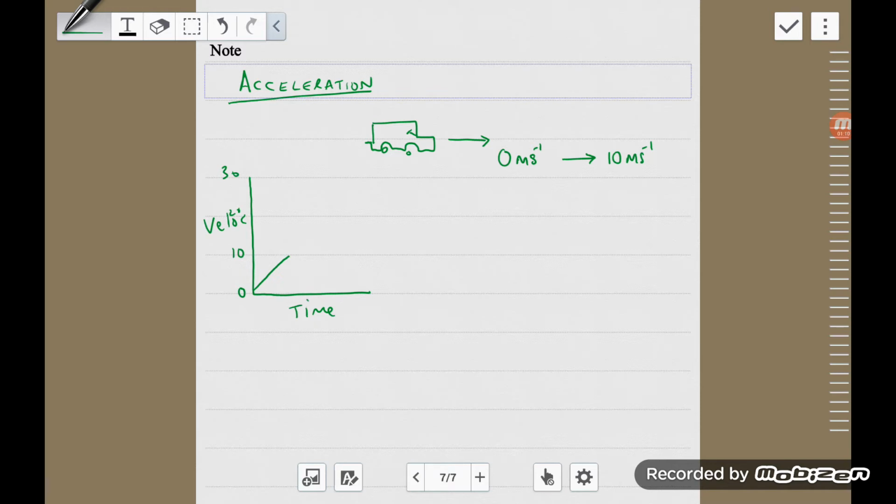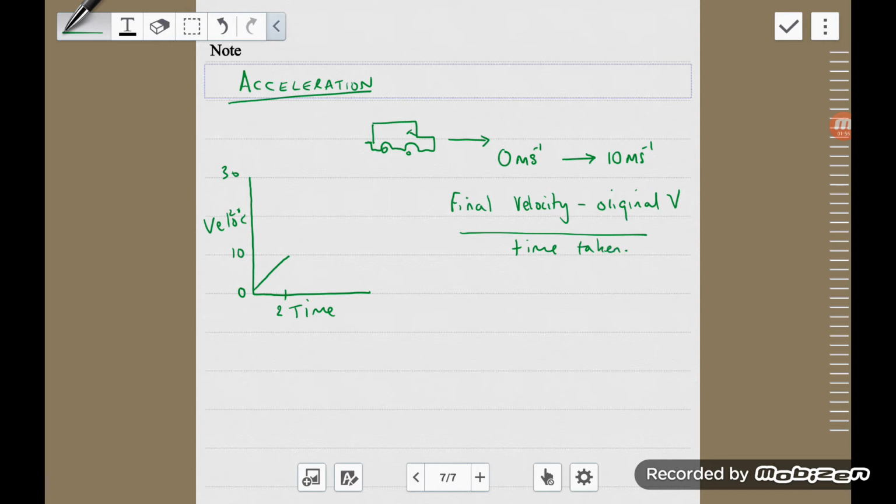Now the question is, how long did that take? And this is what acceleration is. It's the rate of change of velocity. And so if we look at this here, can you see that if this was 2 seconds, then this car will have gone from 0 to 10 meters per second in 2 seconds. So the change in velocity we can calculate by, and this is the formula you need to know, the final velocity minus the original velocity over the time taken.